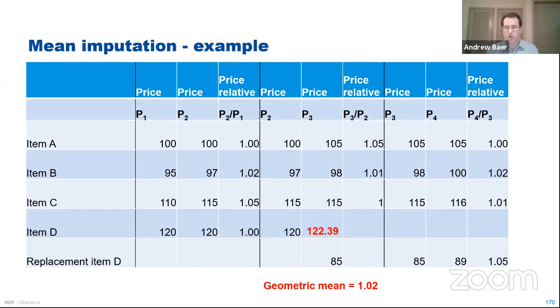Now I impute a price for the old item in period 3. The imputed price will be the old price multiplied by 1.02. I get 122.39. Now I will take a price relative of 1.02.